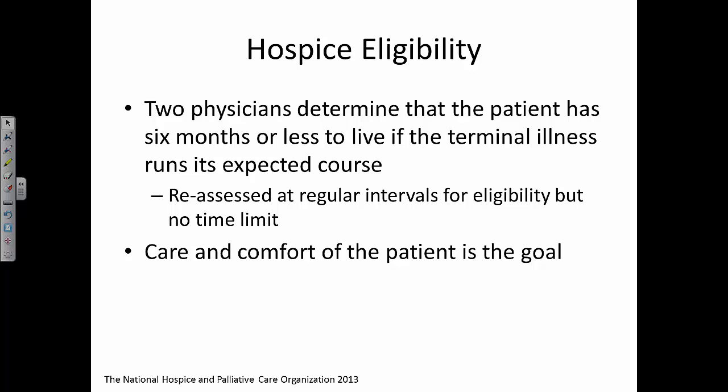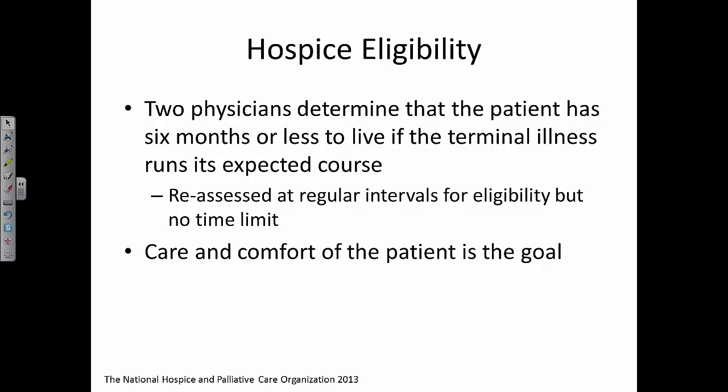As I said earlier, for hospice eligibility, 2 physicians independently determine the patient has 6 months or less to live if the terminal illness runs its expected course. So the physician would certify the patient is appropriate for admission to hospice, and then we reassess to assure the patient is still appropriate for hospice care. We initially recertify the patient at 3 months and again at 3 months.